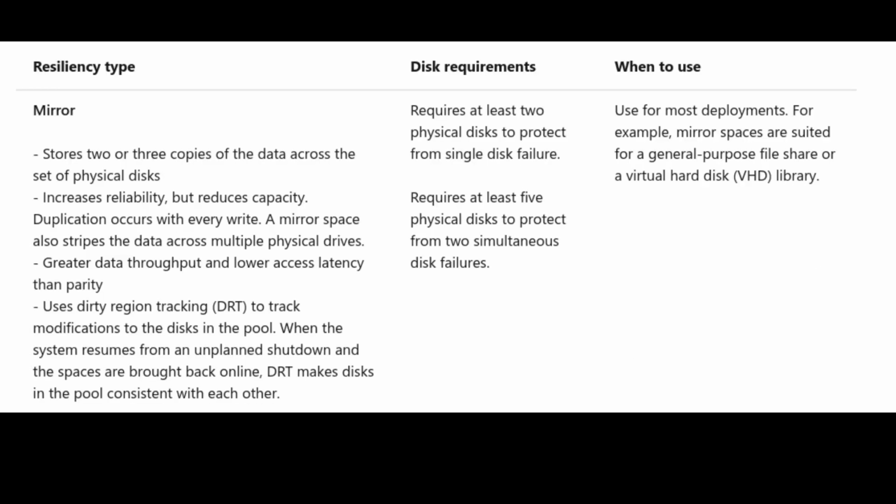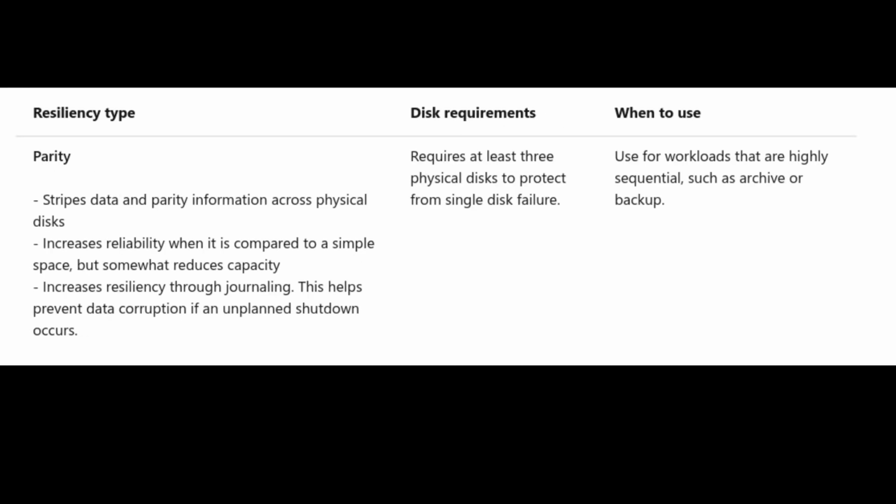Mirror spaces are designed for increased performance and protect your files from drive failure by keeping multiple copies. Two-way mirror spaces make two copies of your files and can tolerate one drive failure, while three-way mirror spaces can tolerate two drive failures. Mirror spaces are better for storing a broad range of data, from a general-purpose file share to a VHD library. Two-way mirror spaces require at least two drives, and three-way mirror spaces require at least five.